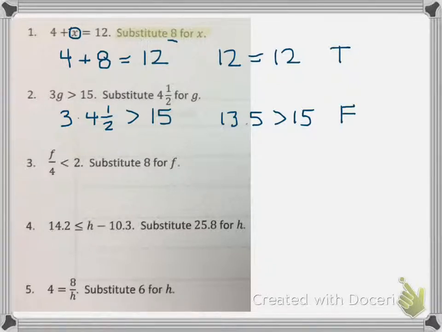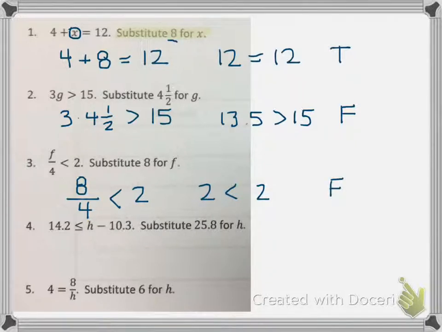Number 3. This time f is 8. So I'm going to substitute. Whenever I see f, I'm going to put in an 8. So the first thing I see is an f. 8 divided by 4 is less than 2. What's 8 divided by 4? Well, 8 divided by 4 is 2. So this statement is 2 is less than 2. And 2 is not less than 2. 2 is equal to 2. So this is false.